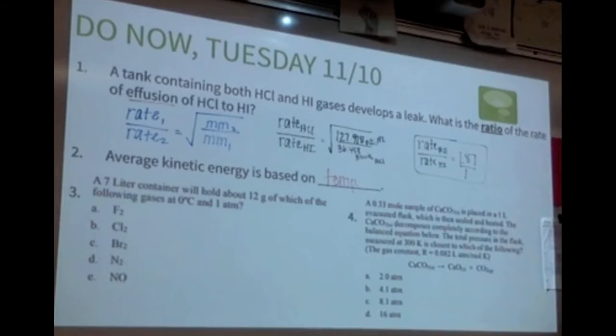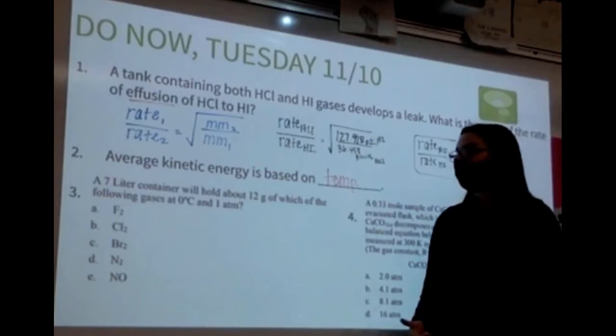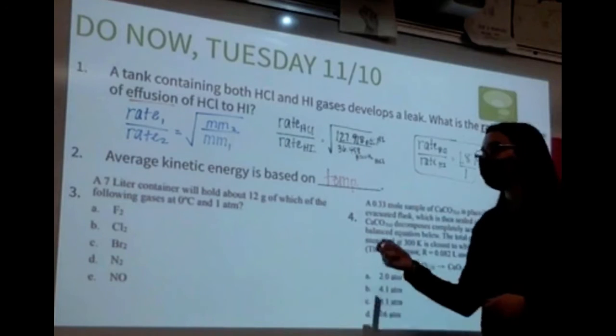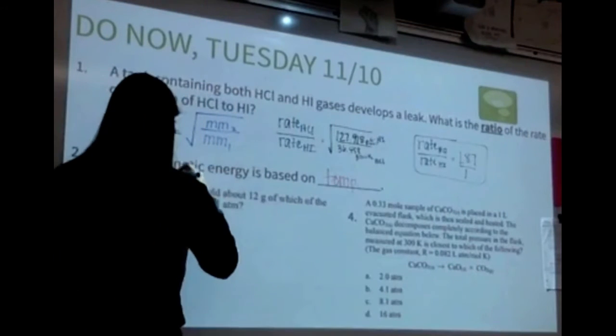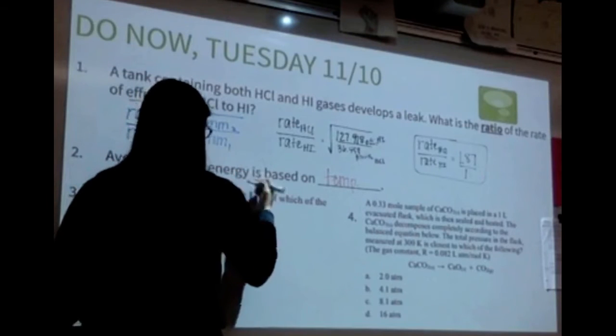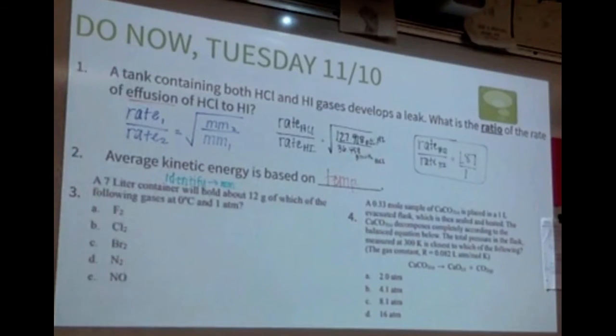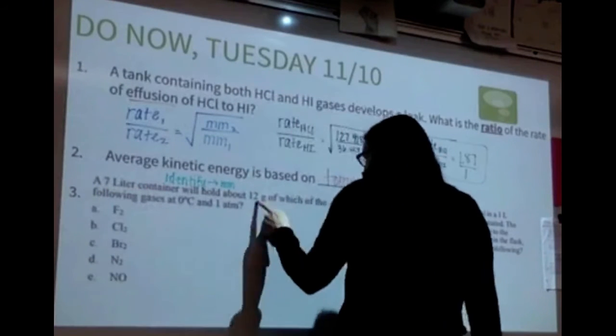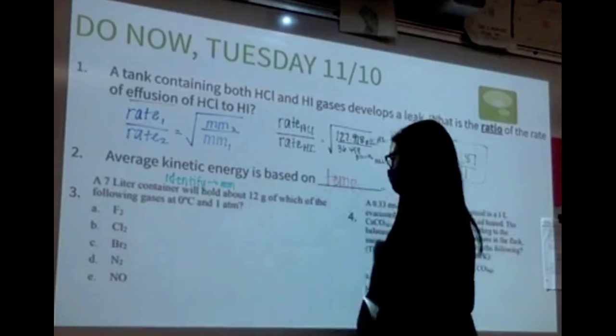So when you're looking at identifying a gas, if you want to identify a gas, calculate the molar mass. Every gas that they're going to give you is going to have a different molar mass. So if you can calculate the molar mass, you can identify what the unknown gas would be.